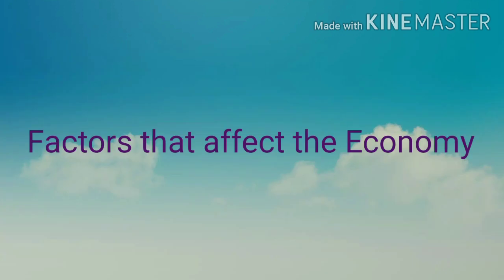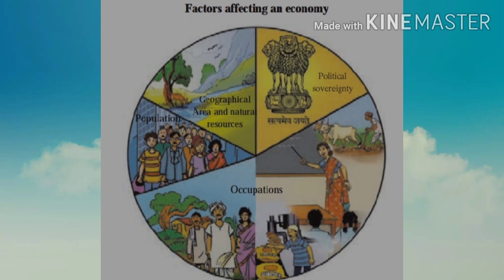Now students, we will learn about the factors that affect the economy. Here you will see the diagram in which the factors affecting an economy are given. First one, the geographical area and natural resources.